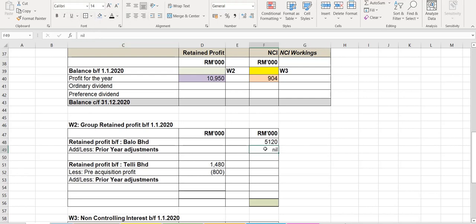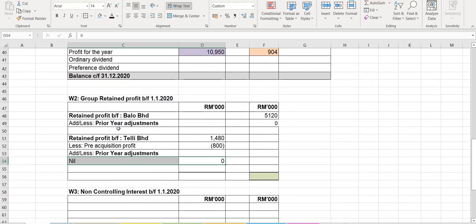Right, you can just put 0 here if you want to. Next, the prior year adjustment. So we have no prior year adjustment. If you have any prior year adjustment in 2019, for example, since the company was acquired 1st of January 2019, that has to be incorporated. If that affects the subsidiary, it should be done here. The one affecting the parent should be done here.